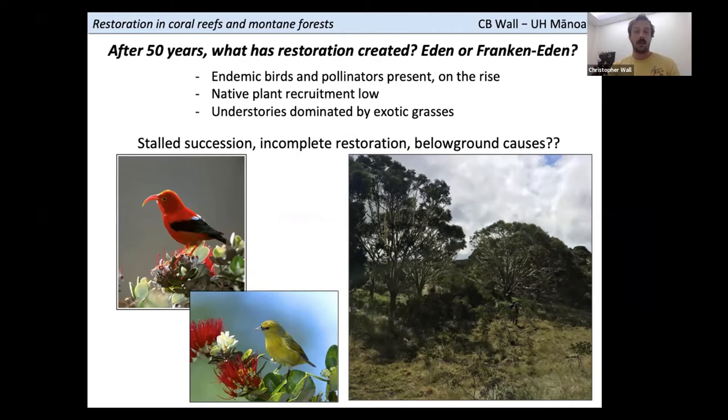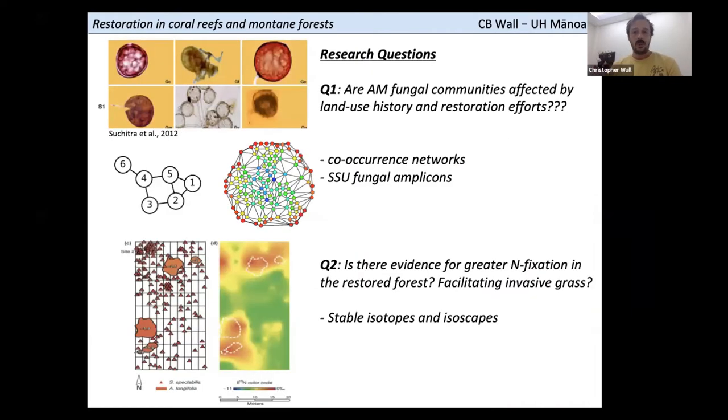which is truly to rebuild a native ecosystem again. So I'll talk to you about two research questions. I'm basically taking my entire postdoc and squishing it together into 10 minutes. But these are two questions that I think we can address with some interest.